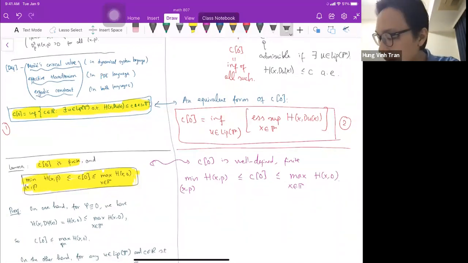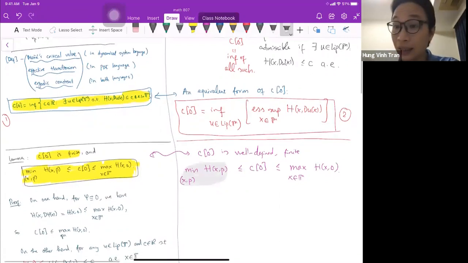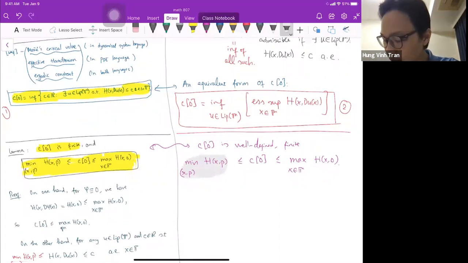I'm highlighting the left term here in the chain of inequalities. The reason why I can take the minimum over all x and p is because H is superlinear. So when p gets really large, it goes to infinity. That means that the minimum exists. And again, x is in a torus, which is compact, so I'm not worried about that.